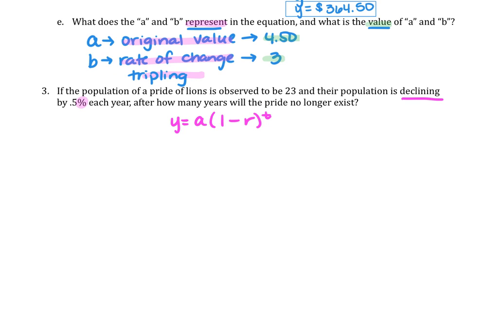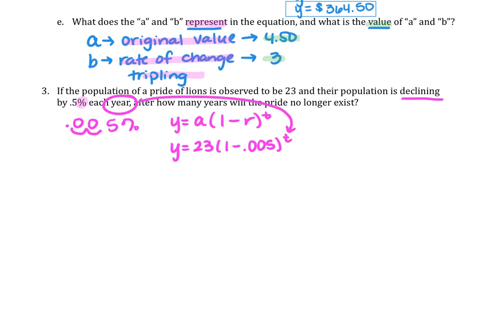I know I'm starting with 23 lions, so that's my A value. I know it's decreasing at 0.5%, but remember that's not in percent form. I still have to move it 2 to the left. So that's actually going to be 0.005. And my time is going to be each year. That is what it's measured in.